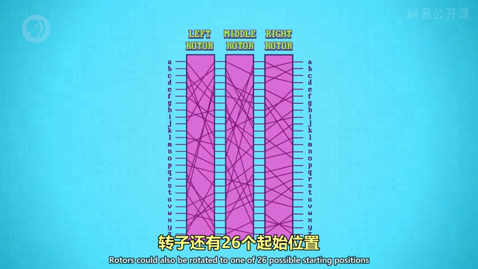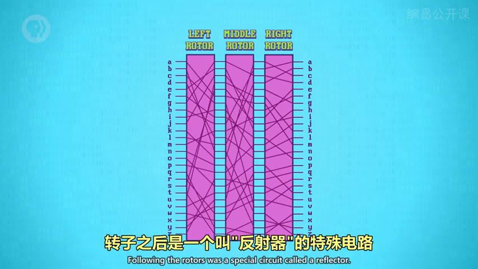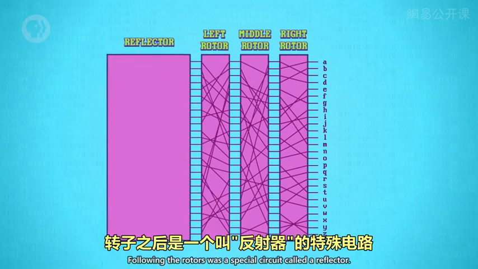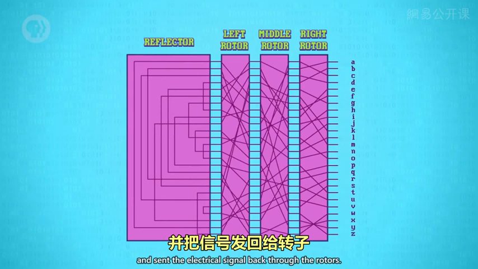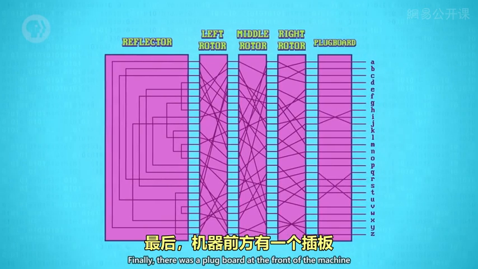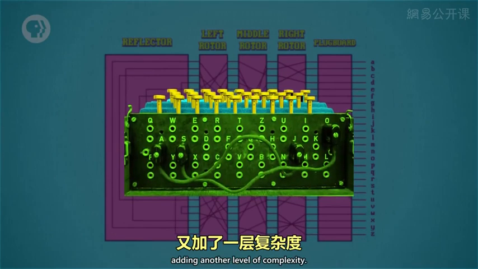Rotors could also be rotated to one of 26 possible starting positions, and they could be inserted in different orders, providing a lot of different substitution mappings. Following the rotors was a special circuit called a reflector. Instead of passing the signal onto another rotor, it connected every pin to another and sent the electrical signal back through the rotors. Finally, there was a plug board at the front of the machine that allowed letters coming from the keyboard to be optionally swapped, adding another level of complexity.